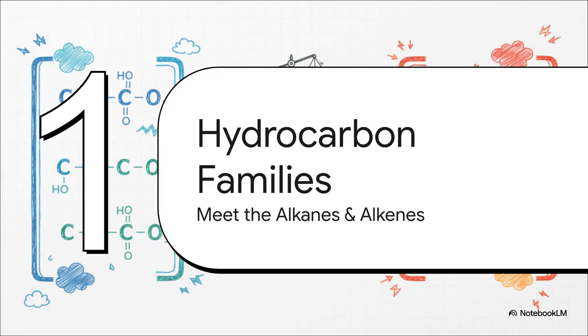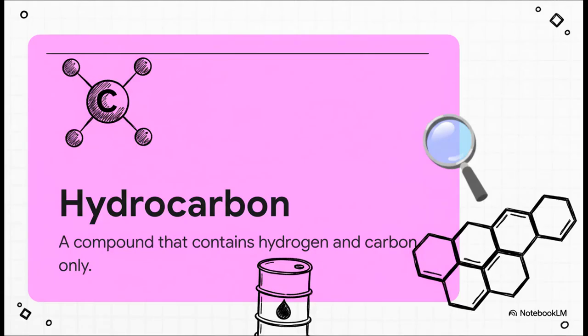Okay, so before we can actually tell them apart, we've got to meet the families. See, both alkanes and alkenes are part of this huge group of compounds called hydrocarbons. The clue is right there in the name: hydro for hydrogen and carbon for, well, carbon. So what does that mean? It means these are compounds made of only those two elements, nothing else. That's the foundation for both of our mystery liquids.